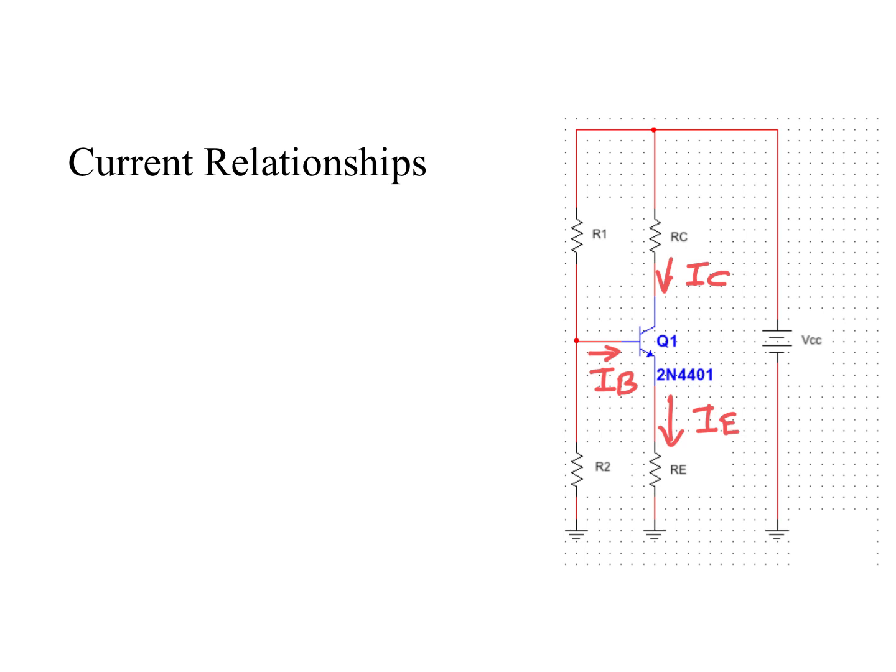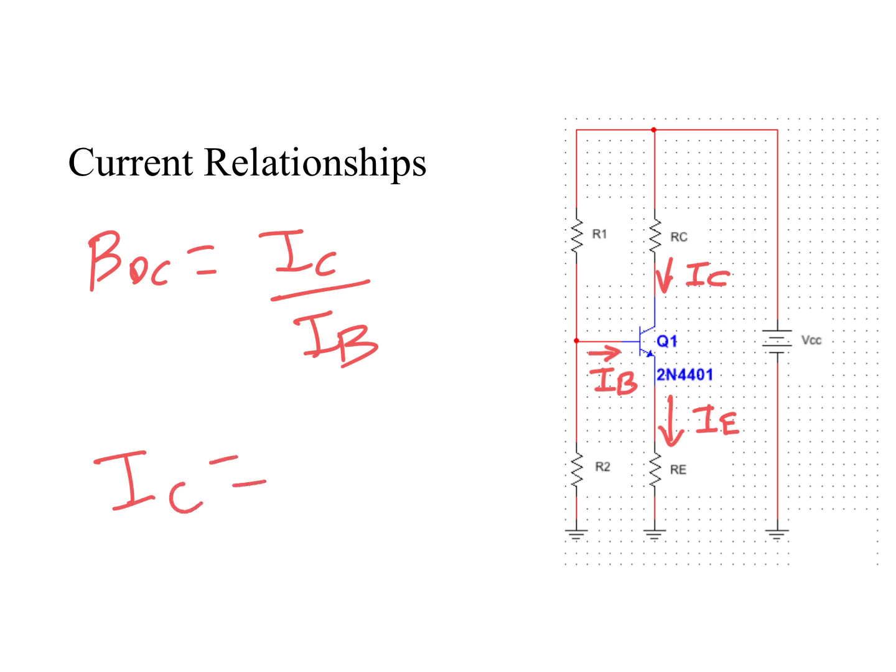As we saw earlier, the relationship between the base and collector currents is given by the beta DC. So we can say then that beta DC times the base current equals the collector current. Therefore, if we know the base current, then we can find the collector current.